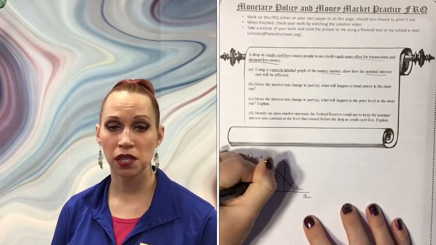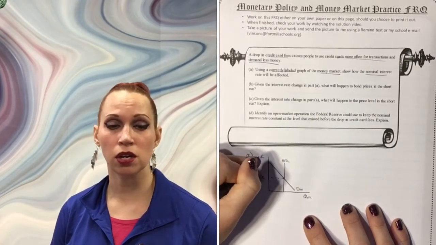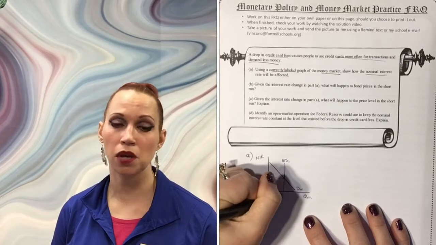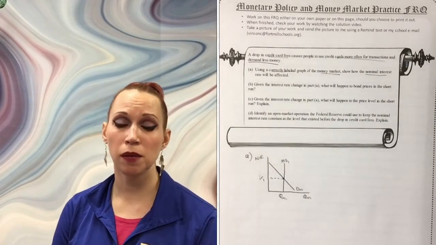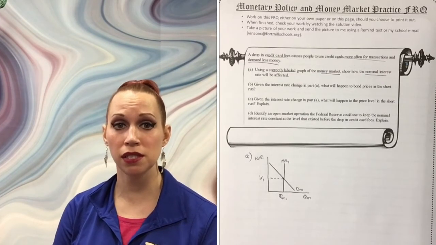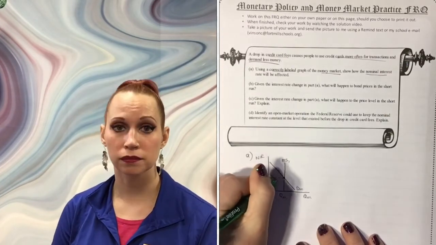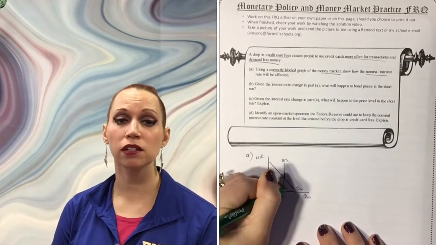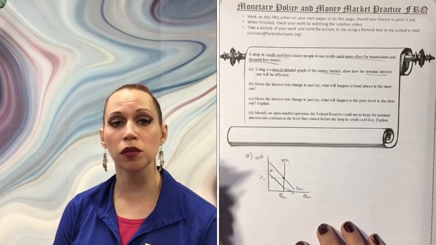Now where those two hit, just draw a dashed line over. That's going to be your starting nominal interest rate. You can do IR1 if you want to call it that. Now, since the question says that people are using credit cards more for transactions and that their demand for this money is going to be decreasing, then we're just going to decrease the demand curve on our graph. So shift your money demand curve on your graph to the left, and notice when you do this, it's going to result in a lower nominal interest rate.